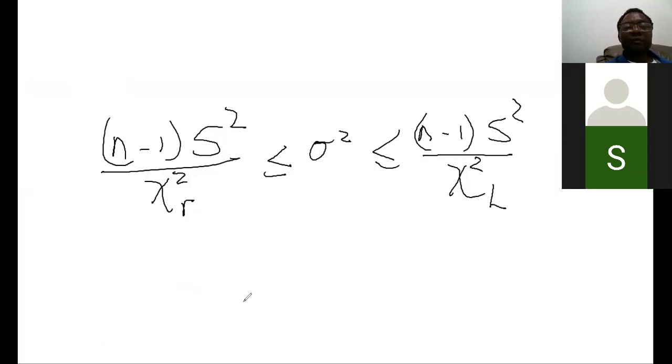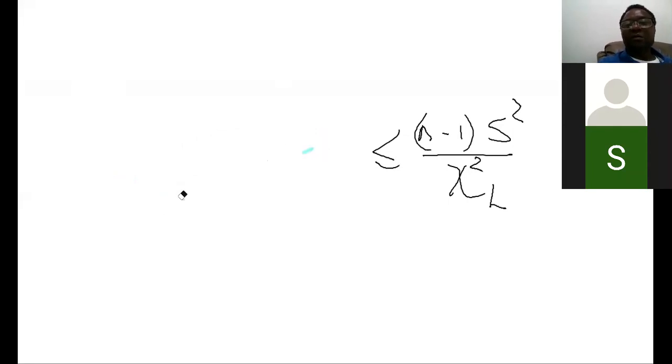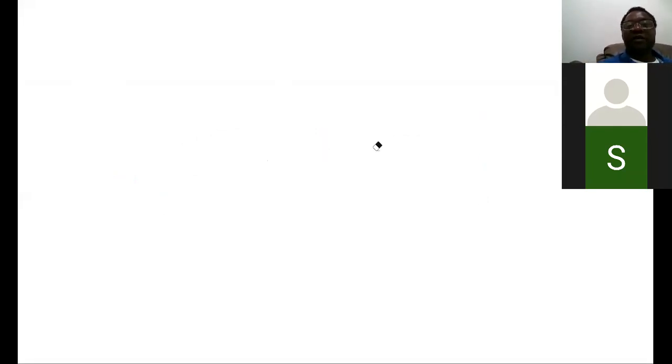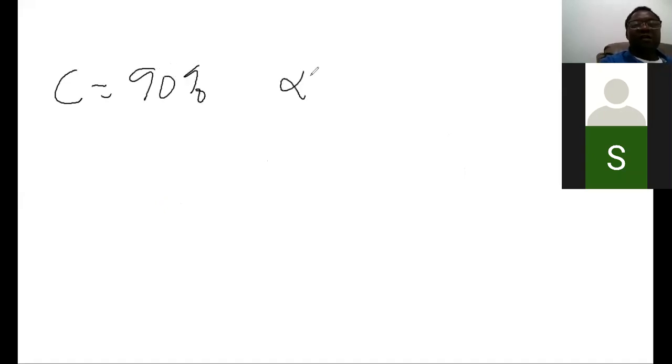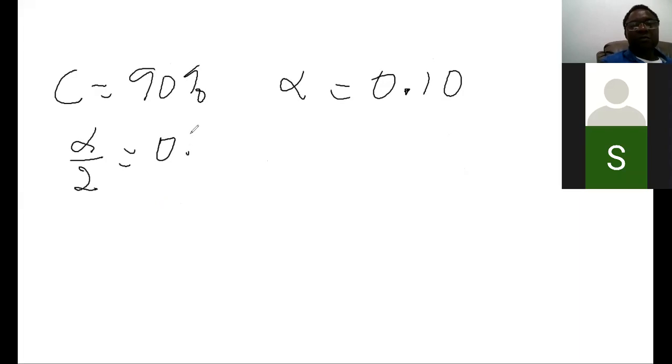Okay. So we want to find, this is the formula for the confidence interval. So what we need is chi-square left and chi-square right. Let me erase this. So what is the confidence level here? 90%. So what is alpha? Alpha is 0.1, 10%. Alpha over 2? Alpha is 0.10.